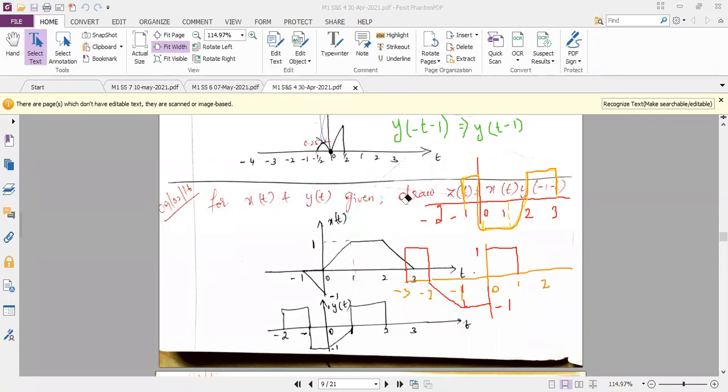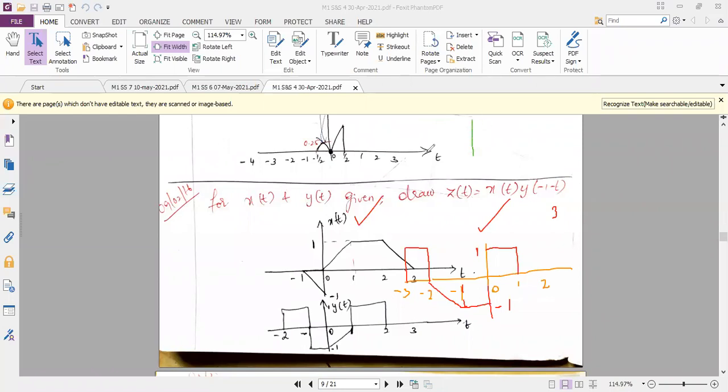Now that I have the diagrams, I will erase the unwanted things. I want only two diagrams: one is x of t, the other is y of minus 1 minus t. So let me keep only the two diagrams which I'm highlighting now, this and this. Let me do the multiplication as per the question. I will just draw it here at the top.